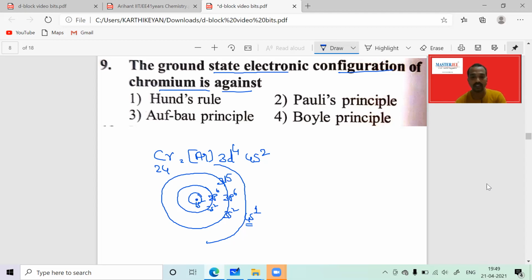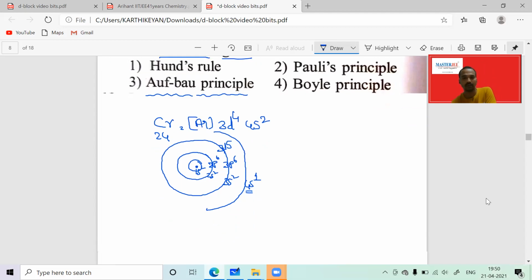Actually the lower energy level has to fill first and then the higher energy level. But in preference to 4s, the 3d half fills first, and then it goes to the 4s level. That means first the higher energy level and then the lower energy level. This is against the Aufbau principle. The Aufbau principle says that the electron should occupy the low energy level and then go to the higher energy level. But this chromium electronic configuration is against the Aufbau principle. You have to see that. Very, very important, a good bit question also.